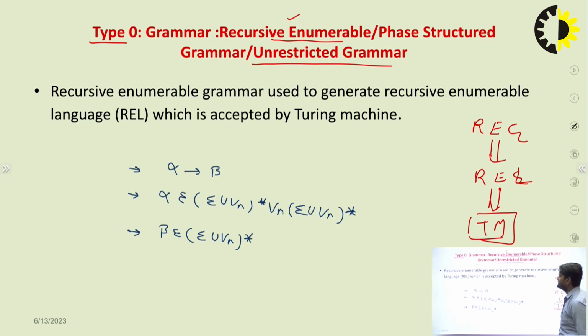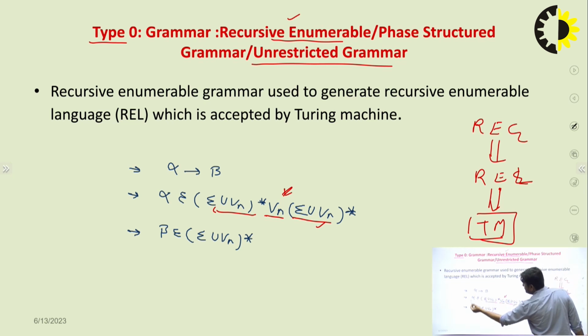Now, how do we define this language? Using a mathematical approach, for a given production alpha produces beta, that is, alpha generates beta, we define a left hand side and right hand side. On the left hand side we use at least one variable, from (sigma union Vn) star, and the right hand side is (sigma union Vn) star. At least one variable is used on the left hand side, and on the right hand side there is no restriction.